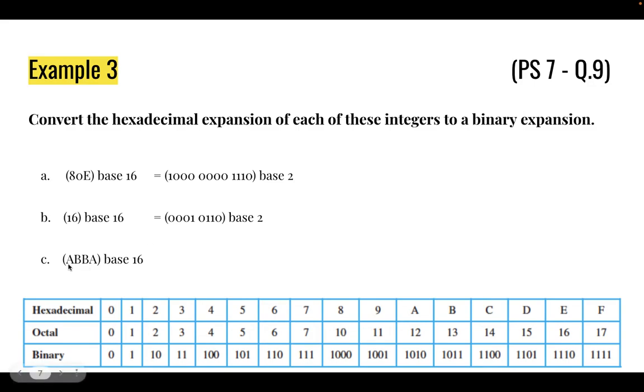Next example is ABBA. We look up A in the hexadecimal row and find its binary representation. It's 1010, and for B it's 1011. So our answer will be 1010, which is A, then 1011, which is B, then again B, and then A. This is the binary conversion of this hexadecimal number.